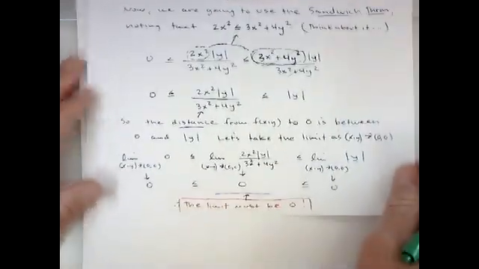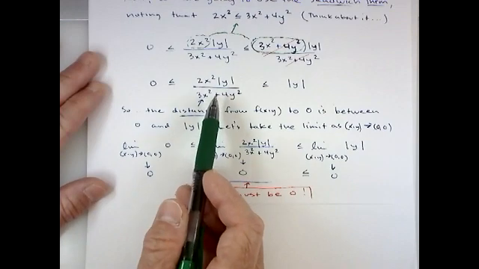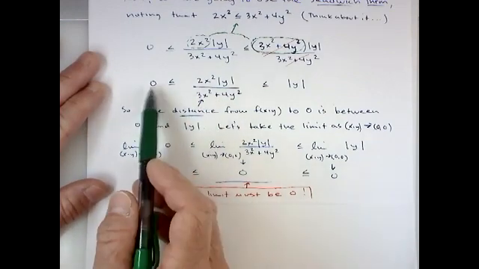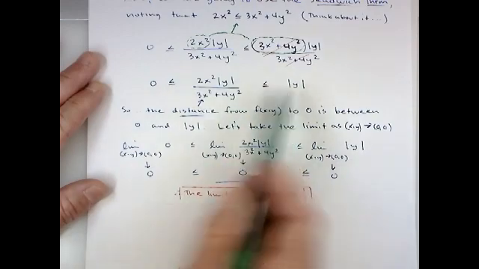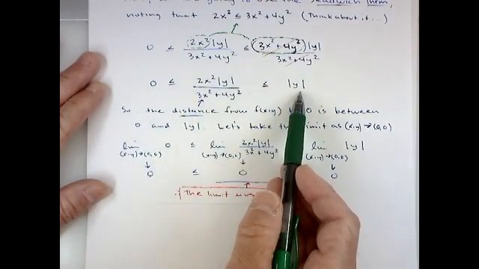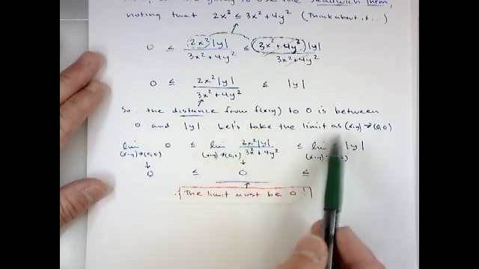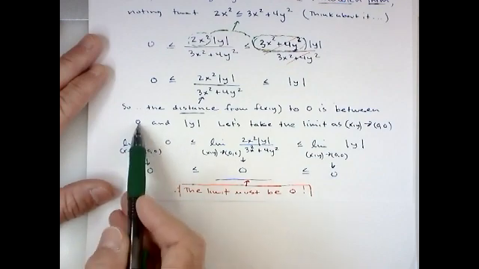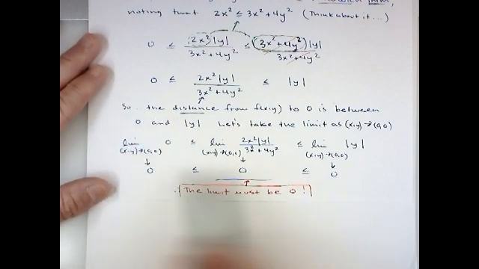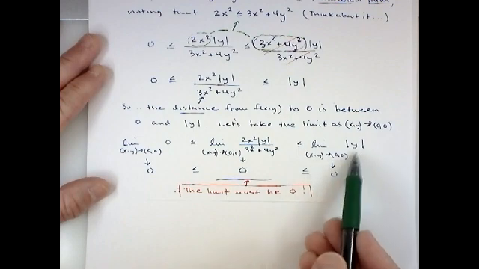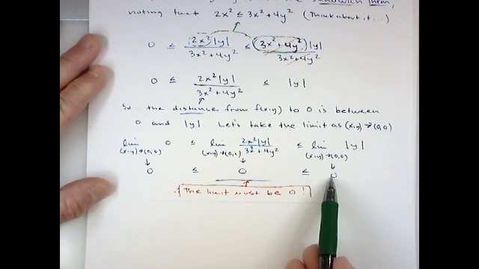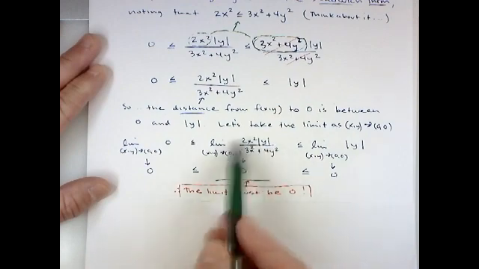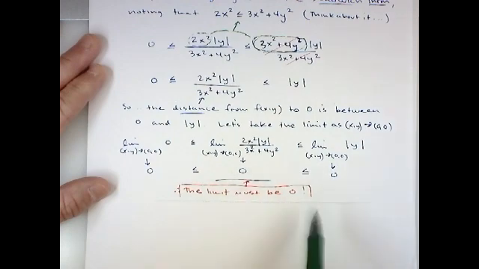So remember what this is saying now. The distance between our function and 0 is sandwiched between 0 and the absolute value of y. So if we take the limit as (x, y) approaches (0, 0), of course the limit of 0 is 0. The limit as (x, y) approaches (0, 0) for the absolute value of y, if you just plug in, y is 0. So the limit of our function as (x, y) approaches (0, 0) has no choice but to be 0. So the limit must be 0.